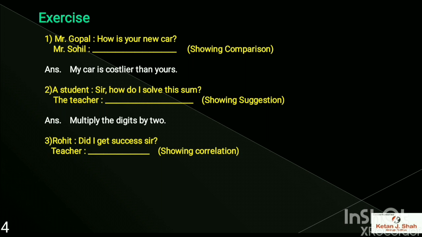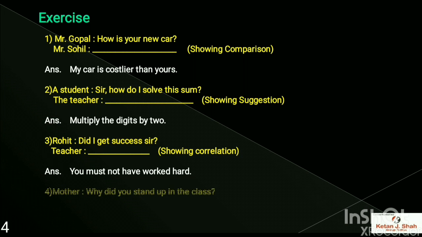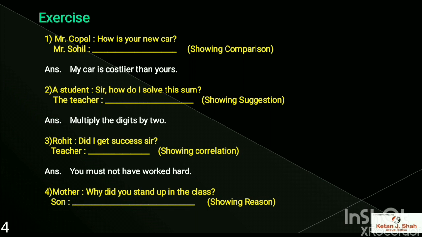So you have to show a relation with another thing which can be like a thing or a past action. You must not have worked hard. Mother: why did you stand up in the class? Son: dash dash dash, showing reason. So now he has to give an answer as to why he stood up in the class, and so he has to give a reason for it: because I wanted to answer the question.